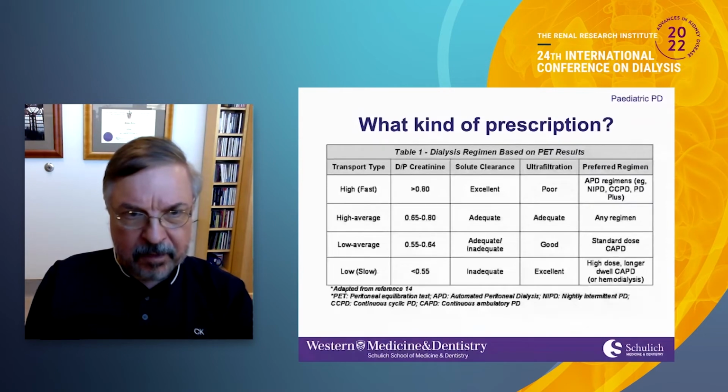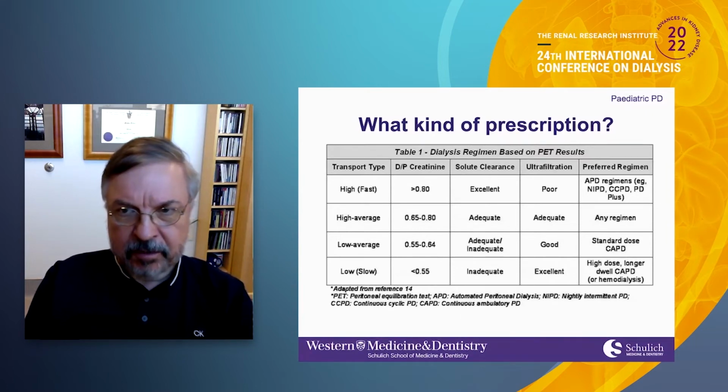So as you know, when you have a fast transport membrane, then you have pretty good solute clearance, but you don't have very good ultrafiltration. And most often we really have to remove a lot of fluid. So as a consequence, we prescribe CCPD with 1 hour cycles. Next.